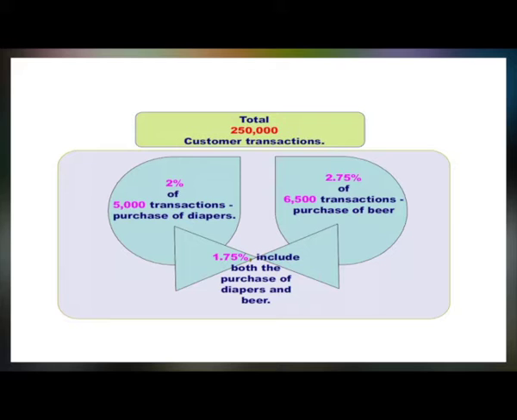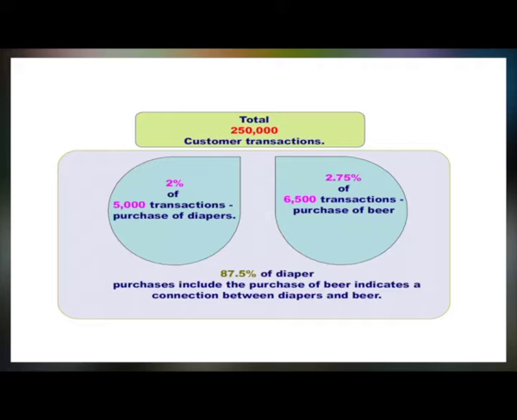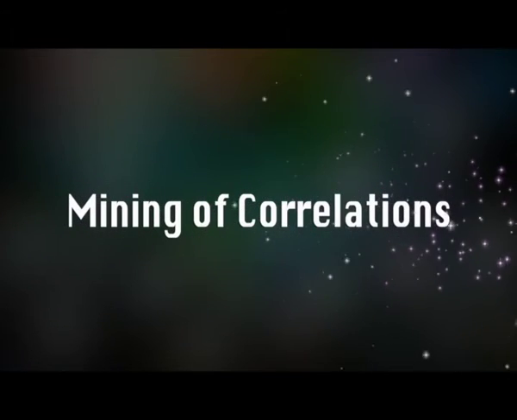Based on the percentages, the number should be much lower. The fact that about 87.9% of diaper purchases include the purchase of beer indicates a connection between diapers and beer. The next concept is mining of correlations.